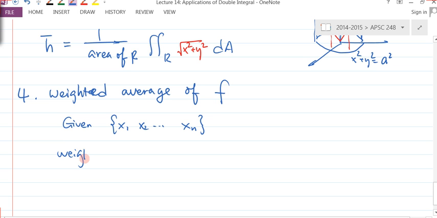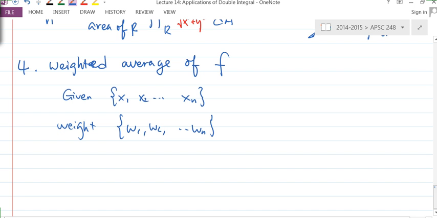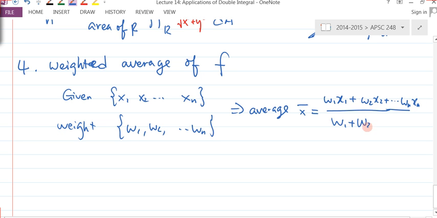So if you define the weights as W1, W2, up to Wn, associated with each one of the data here, then in terms of the average, the way to calculate the average x bar is basically W1 times x1, plus W2 times x2, up to Wn times xn, divided by W1 plus W2 up to Wn. So that's how you calculate the weighted average of this function f.